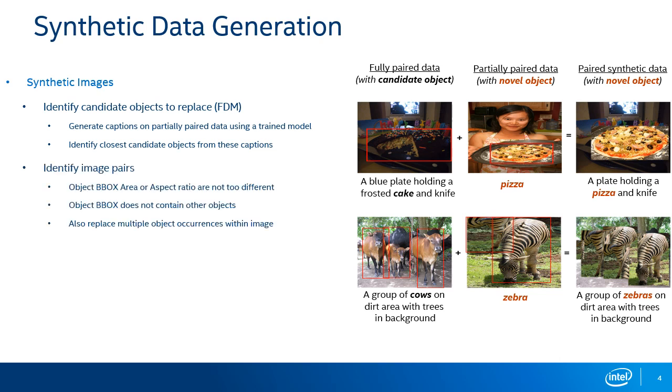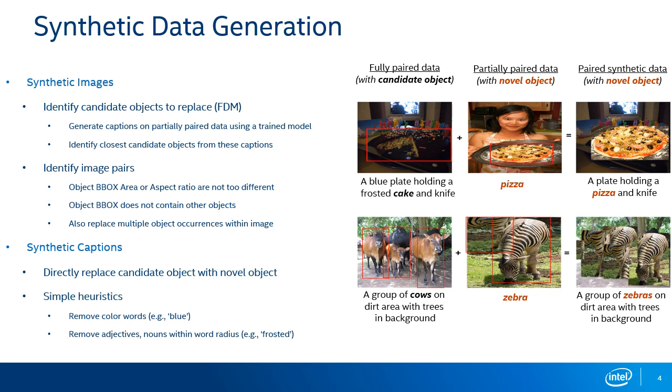Next, we need to identify the image pairs that should be used to generate these synthetic images. For this, we follow certain constraints. The novel object and candidate object's bounding box areas or aspect ratios should not be too different. Their object bounding boxes should not contain other objects. Also, consider replacing multiple objects in an image if the constraints are met. An example with zebra is shown on the bottom right.